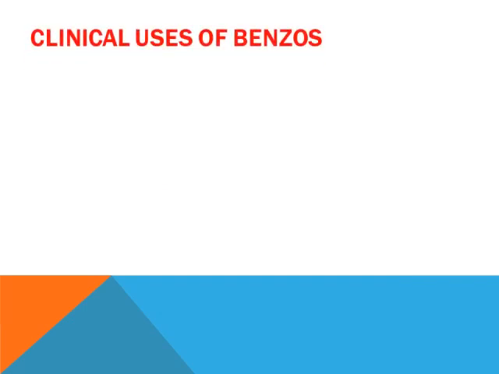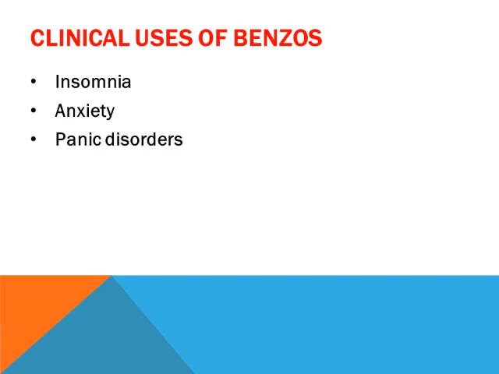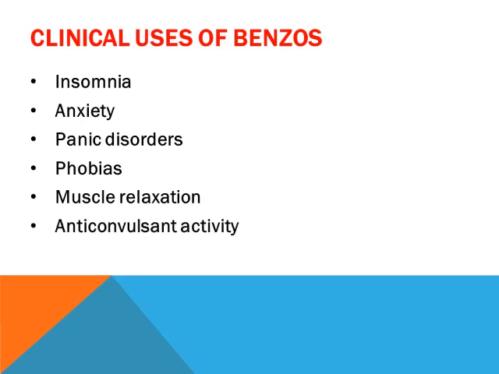So let's talk about the clinical uses of benzodiazepines. Benzodiazepines are sedative, hypnotic, and anxiolytic agents, so their primary use is in insomnia and anxiety. They are also useful in conditions like panic disorders and phobias. They are muscle hypotonic agents and useful in causing muscle relaxation in conditions like multiple sclerosis, cerebral palsy, etc. So they are useful in spastic conditions, basically.